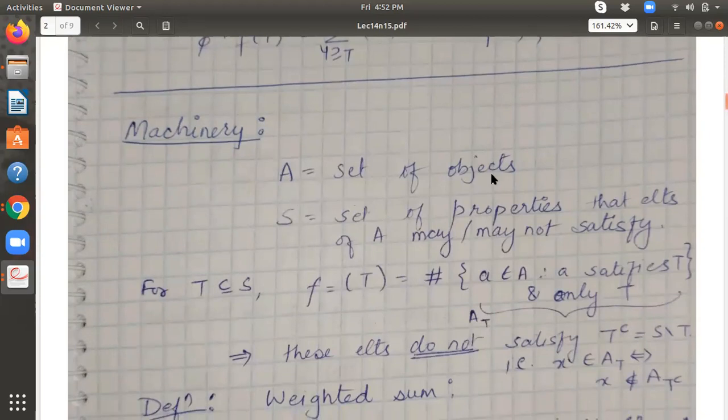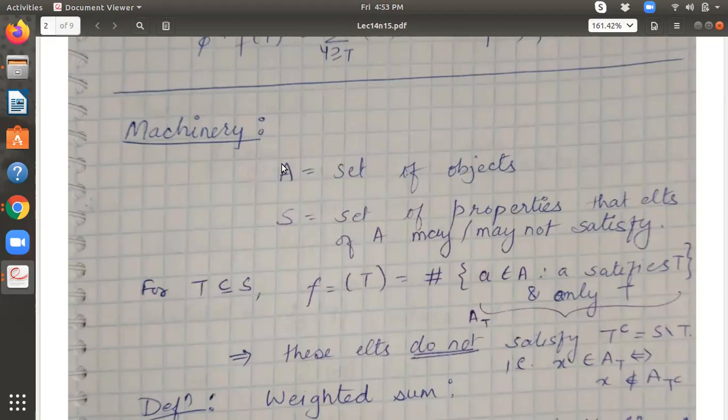If A is the set of objects you choose, and S is a set of properties that the elements of this particular set may or may not satisfy. It's like in my class, there are three students, you both and Riddhiman, and you three will have some set of properties. So I give a set of properties to be, let's say, obedient or a listener or a good explainer or a footballer. It is quite possible that none of you plays football, but that is just a set of properties for me. So A is a set of objects, let's say students of the class, and S is a set of properties. Elements of A may or may not satisfy these properties, but S is some fixed set of properties.